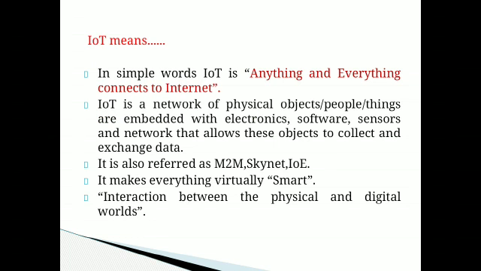IoT is a network of physical objects, people, things that are embedded with the electronics, software, sensors and network that allows these objects to collect and exchange data. It is also referred as M2M, machine to machine, Skynet, IoE, Internet of Everything. It makes everything virtually smart. Interaction between the physical and digital worlds, which is also said to be IoT. In a nutshell, IoT wants to connect all objects to interact with each other on the internet to provide comfort life for human.